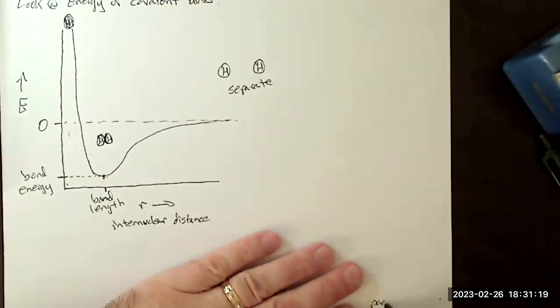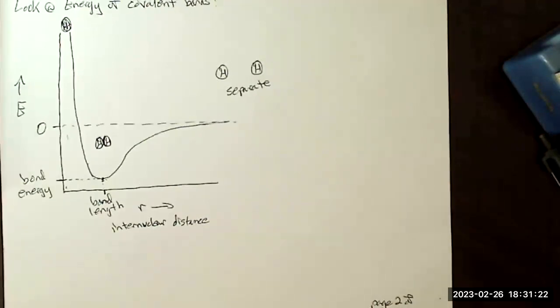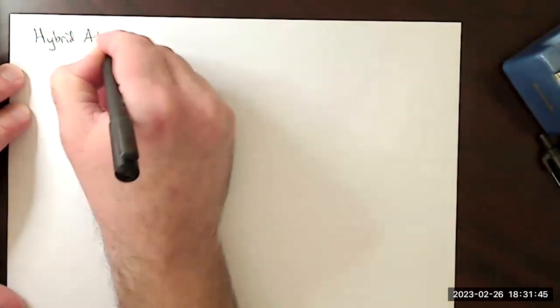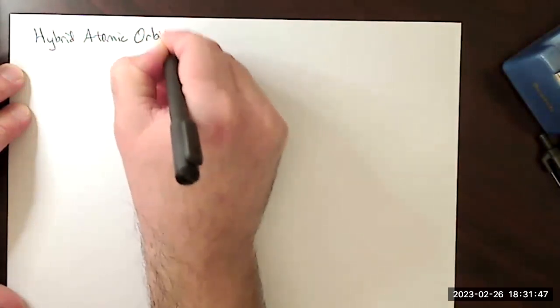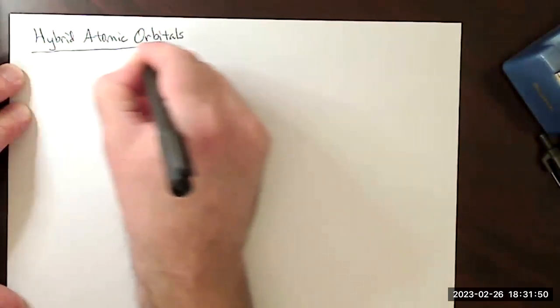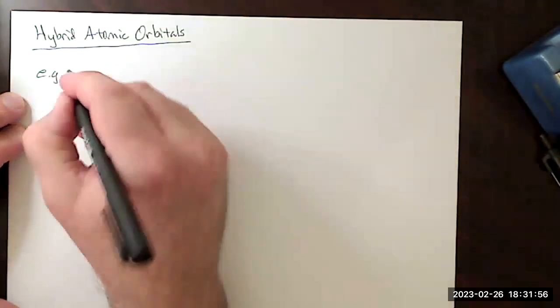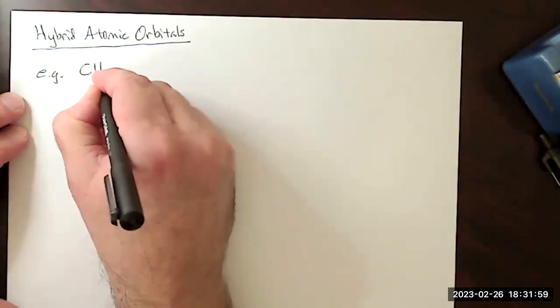All right, let's take a look at some other ways that we look at our chemical bonds. And let's in particular pay attention to what's going on in an individual molecule. Another part of valence bond theory is hybrid atomic orbitals. And an example would be, let's take a look at methane, CH4.